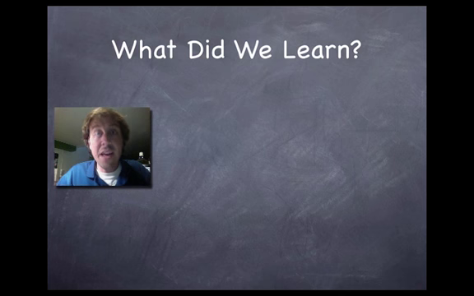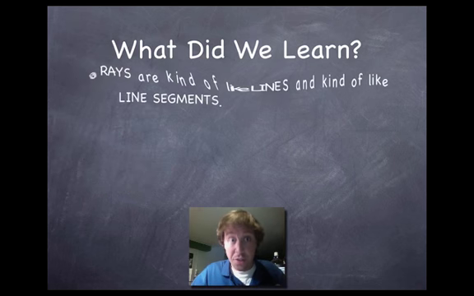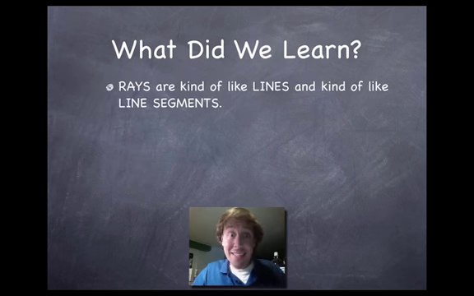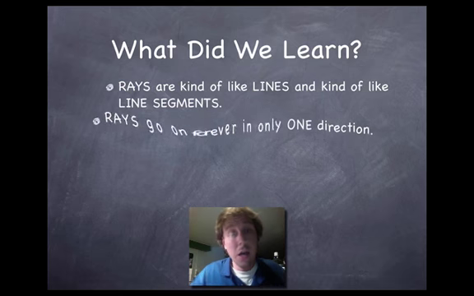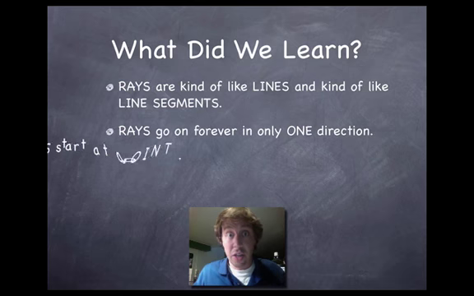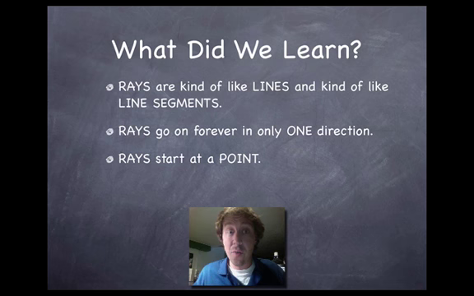Let's go ahead and recap some of the things that we learned. First, rays are kind of like lines. They're kind of like line segments. They stop on one side, but on the other side, they go on forever. Okay, remember, lines go on forever in both directions. Line segments end in points on both sides, but a ray ends in points only on one side and goes on to infinity and beyond in the other direction. Just like we see here, it goes on forever in one direction. However, it starts, or you could even say it stops, on the other side at a point.